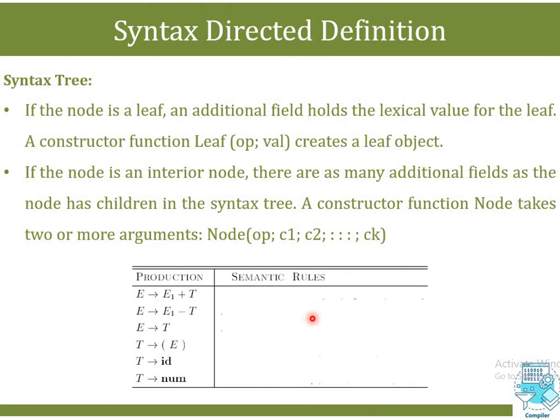Maximum we will have only two types of rules. One rule is to create a leaf node and the other rule is to create an interior node in the syntax tree. Now let us discuss it one by one. Say for this production, we want to create an interior node. E.node equals new node. The operator we have here is the first input, the second input is E1.node, and the third input is T.node.